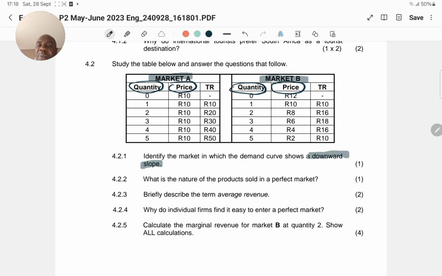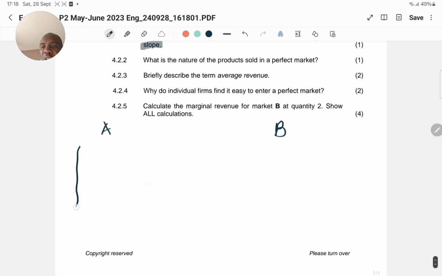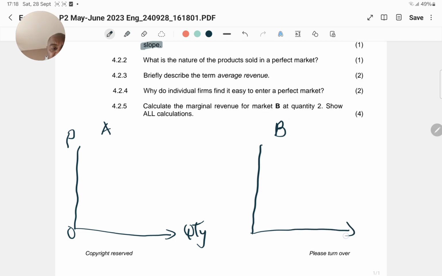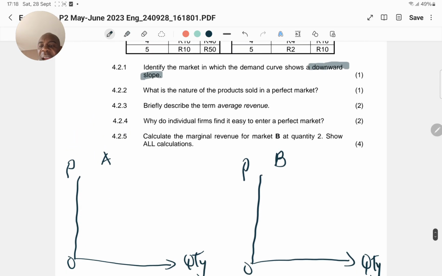So let's quickly plot a demand curve for market A and for market B and compare. We need quantity on the x-axis and price on the y-axis. You're going to notice that for market A, the price does not change. It's at 10. At quantity 1, the price is 10. Quantity 2, the price is 10. Quantity 3, the price is 10.